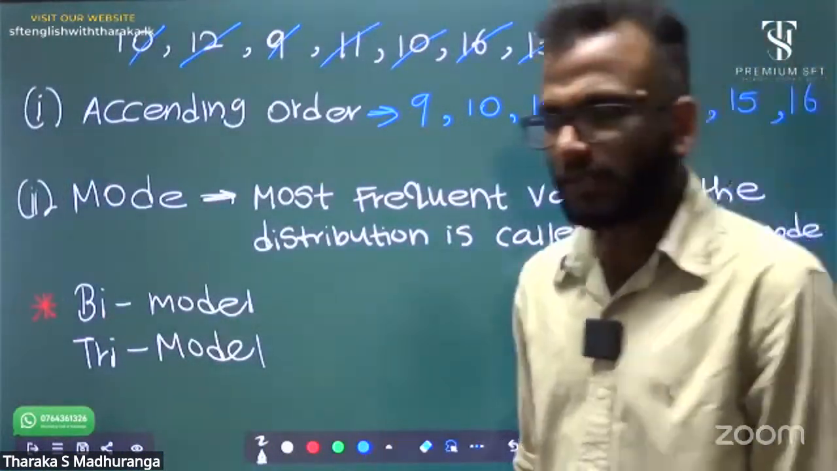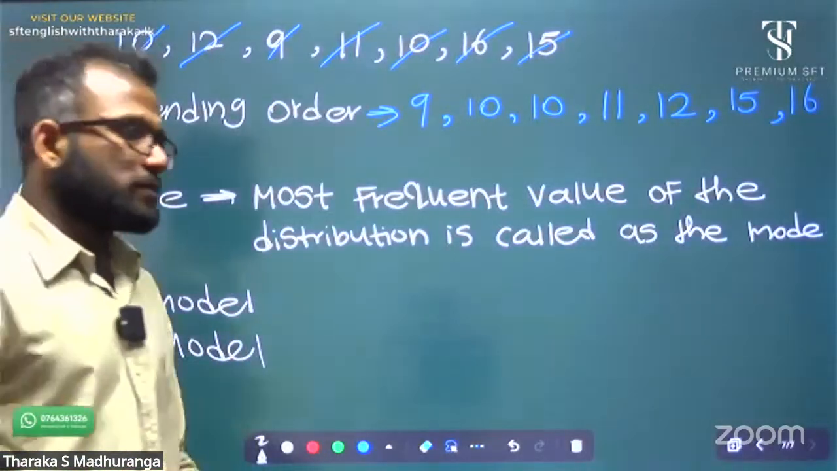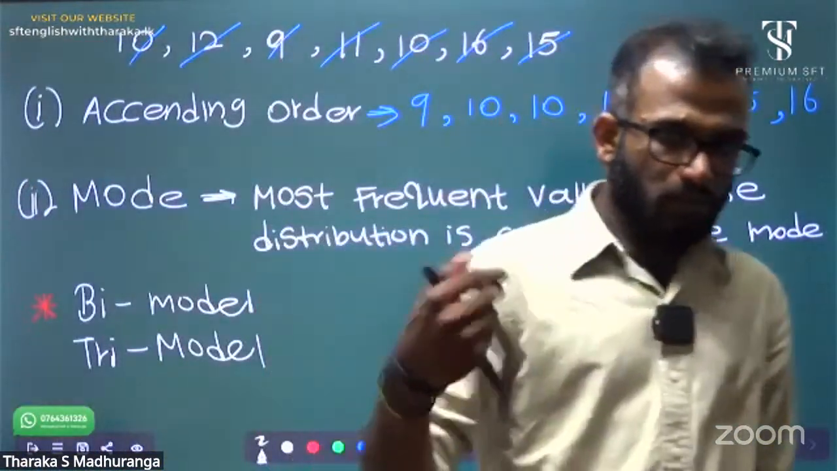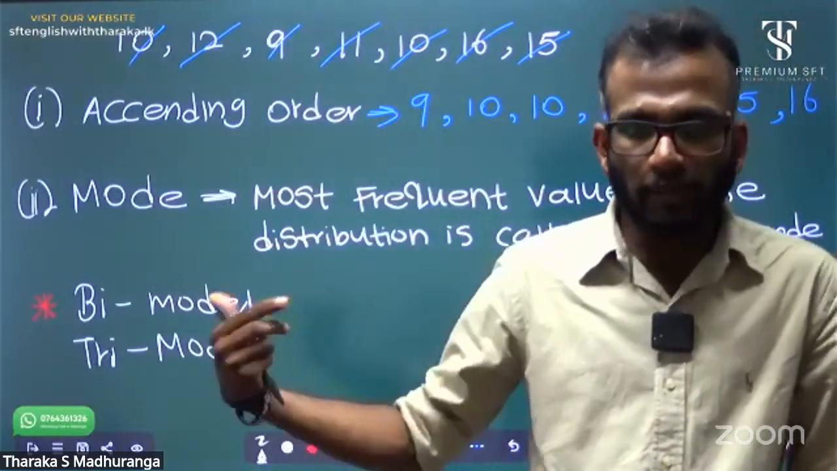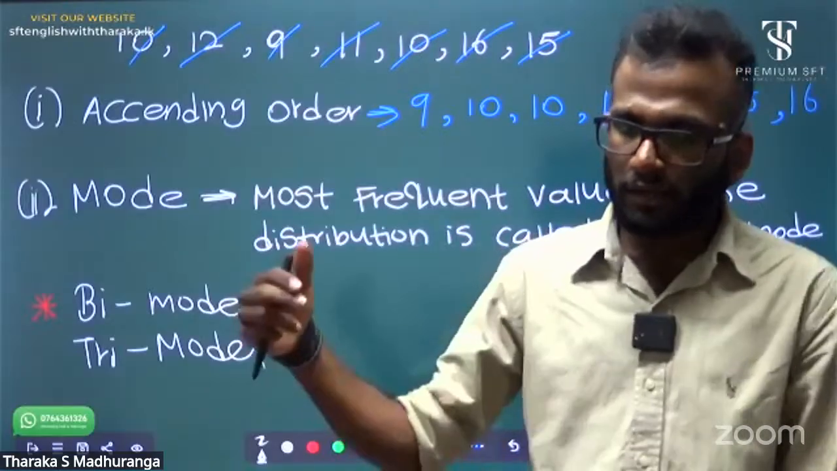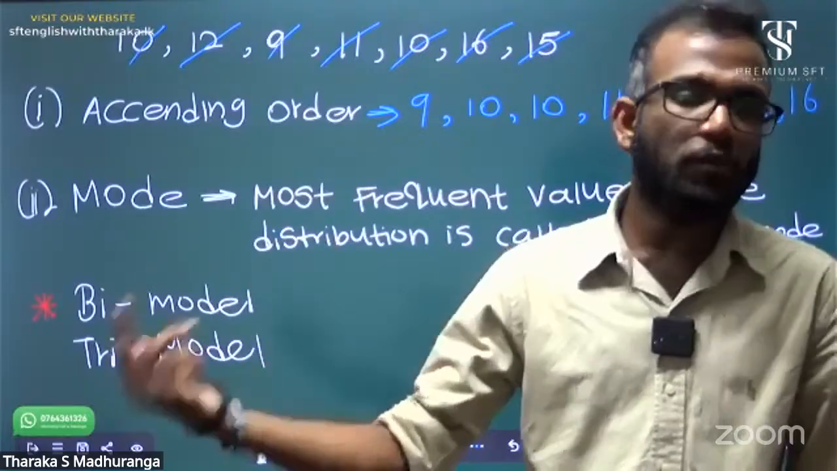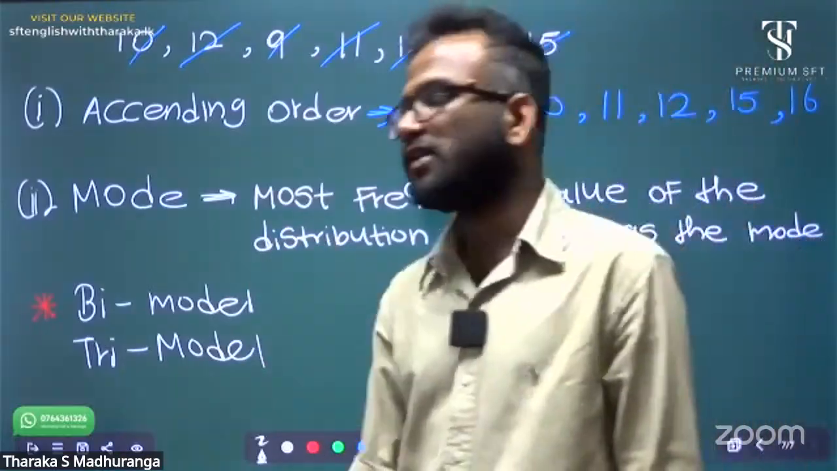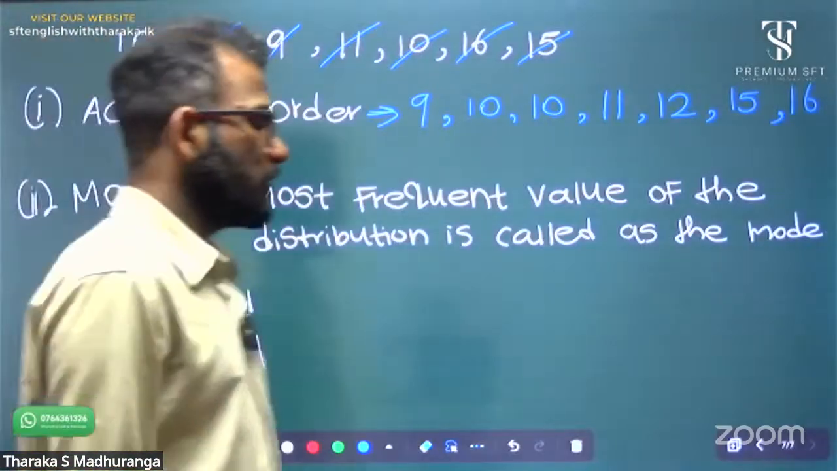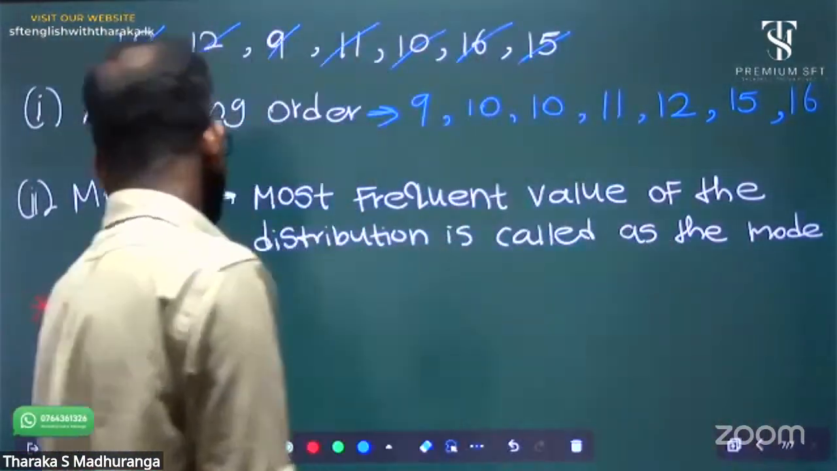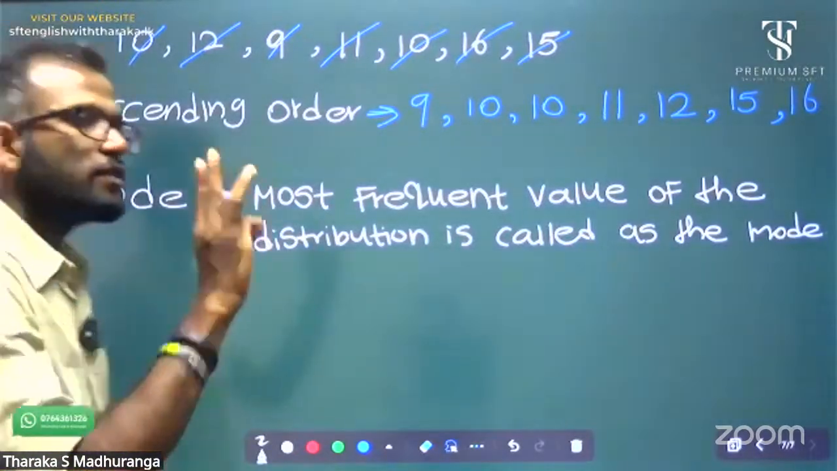Only for your additional knowledge: distributions containing two mode values are bimodal distributions, and distributions containing three mode values are trimodal distributions. Okay, mode complete. Okay, third question.